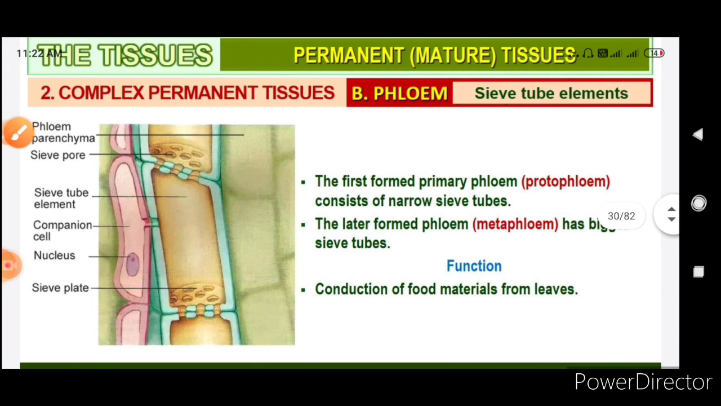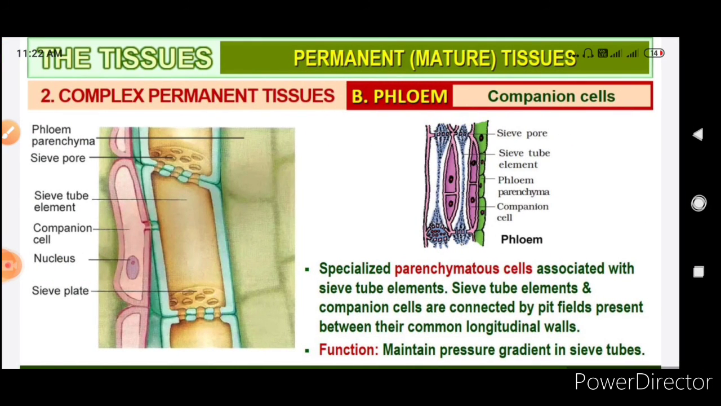Now the first formed primary phloem, that is protophloem, consists of narrow sieve tubes, and the later formed phloem, metaphloem, has bigger sieve tubes. So you were able to see in the diagram, the protophloem will be smaller and the metaphloem will be larger, and it is used for the conduction of food materials from the leaf.